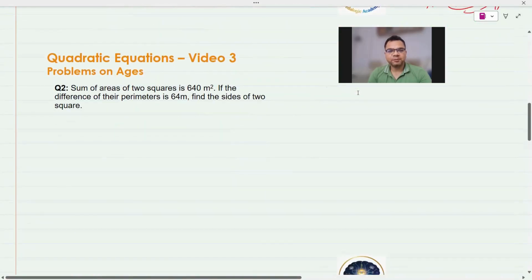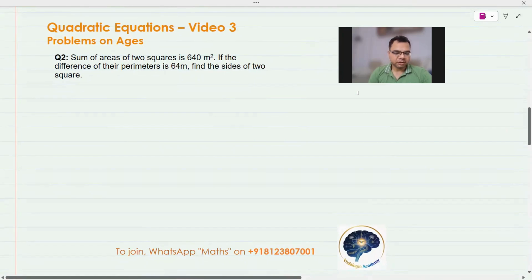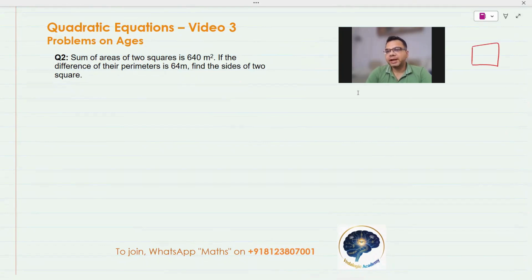I'll go to the second question. Okay, so sum of the areas of two squares is 640 meters square. So there are two squares that we are talking about. What if there is a square of side S, what is the area? Side into side. So that is side square. And if the difference of the perimeters is 64 meters, find the sides.